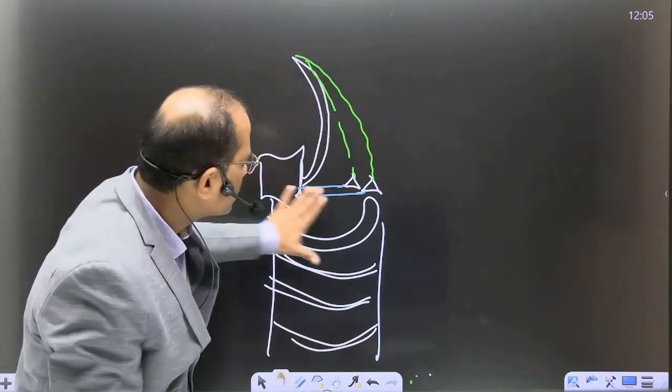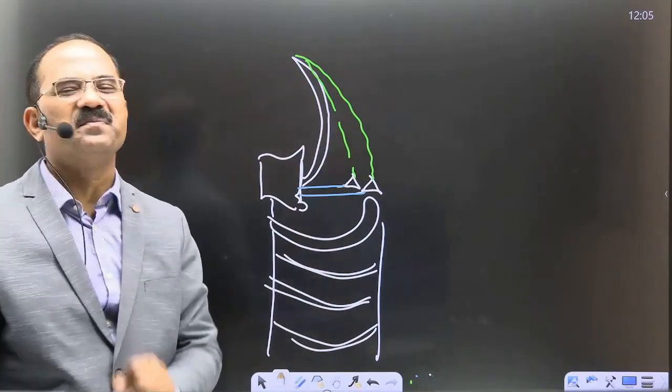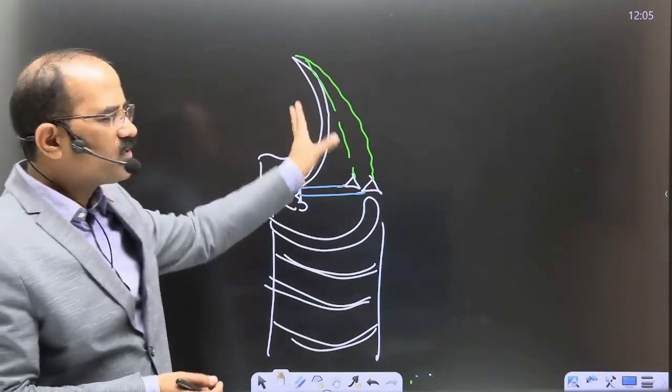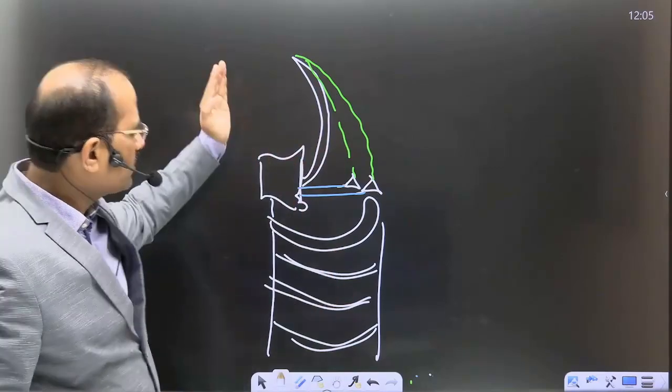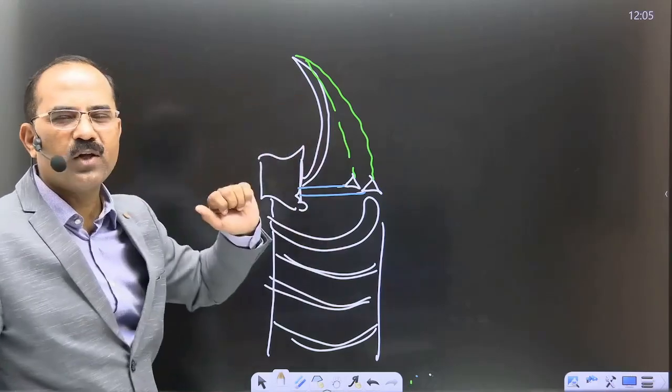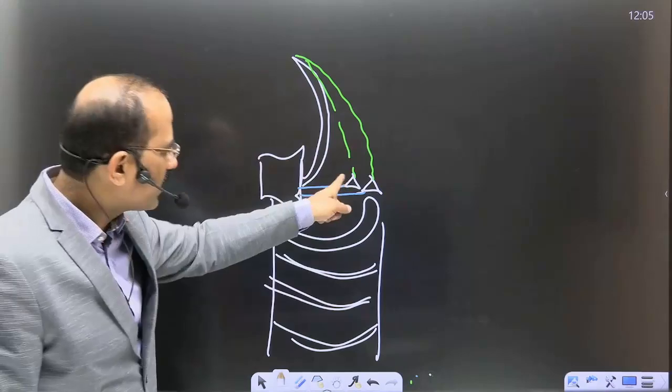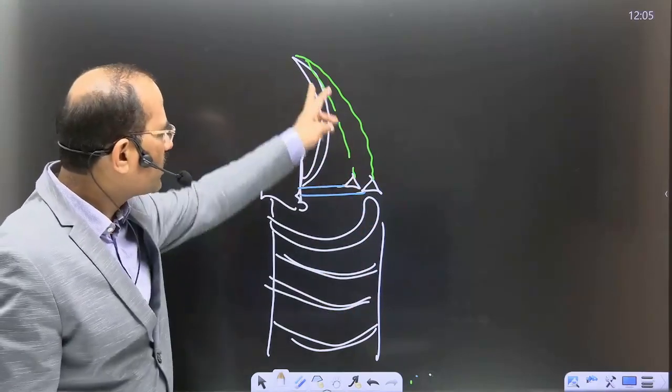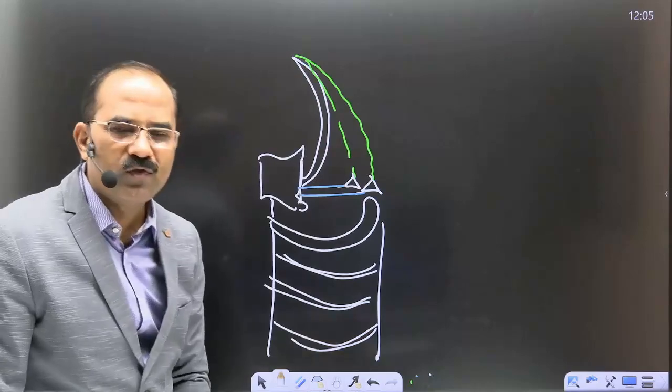What is this structure that we have drawn? The larynx. Clear? So cartilages of the larynx are clear. Unpaired ones, the thyroid, the cricoid, the epiglottis. The paired ones are the arytenoids. And what are these folds? These are the aryepiglottic folds.